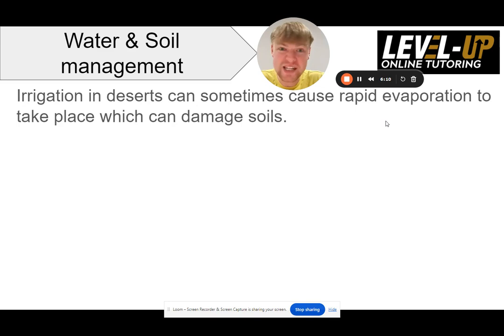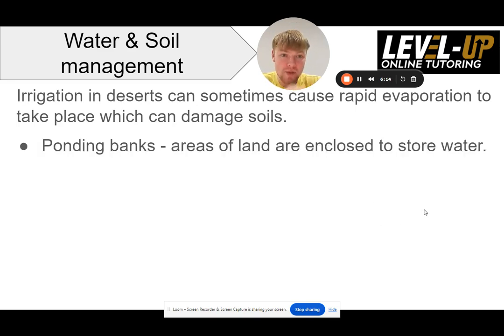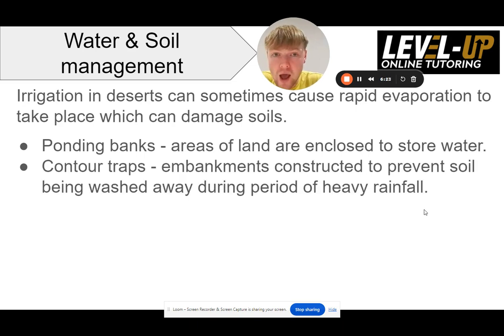And obviously, that's not particularly helpful to the soil, and therefore it damages those soils. So, we can create a couple of things. Ponding banks, so areas of land that are enclosed to store water. Okay, they can help. As well as contour traps, so embankments that are constructed to prevent soil being washed away during a period of heavy rainfall.